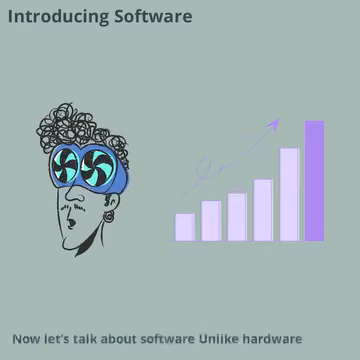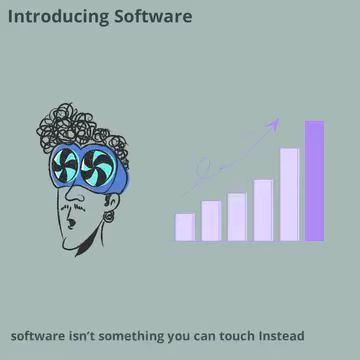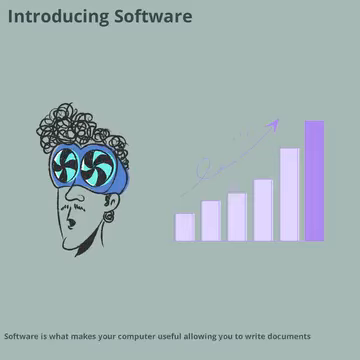Now let's talk about software. Unlike hardware, software isn't something you can touch. Instead, it's made up of instructions or programs that tell the computer what to do. Software is what makes your computer useful, allowing you to write documents, browse the web, or play games. Without software, hardware would just sit there, unable to perform any tasks. Let's break down the two main types of software you'll encounter.